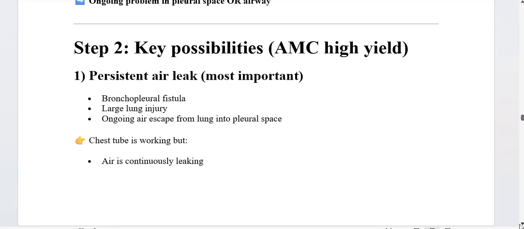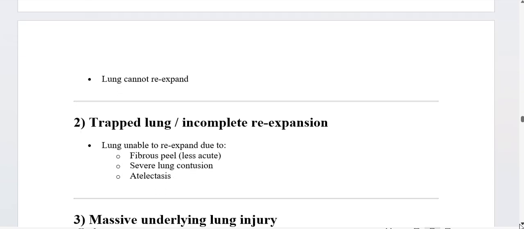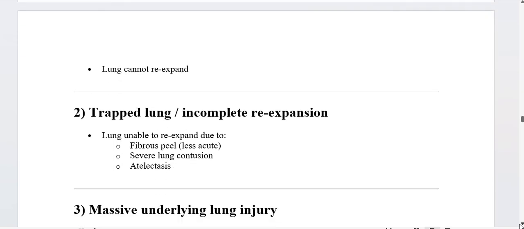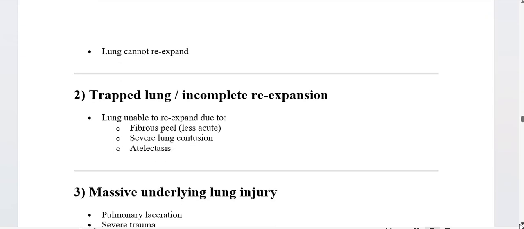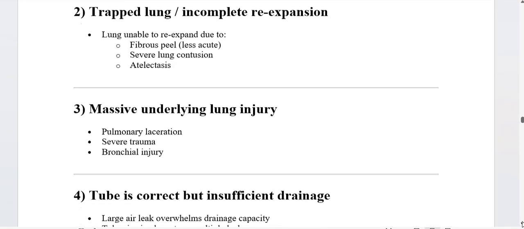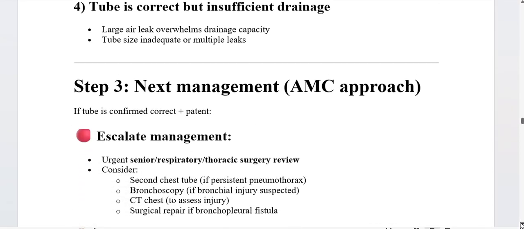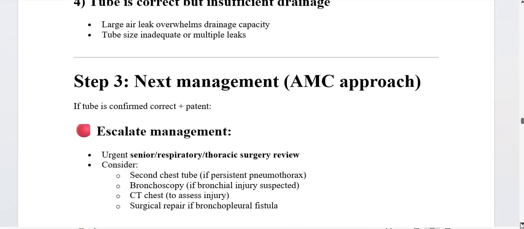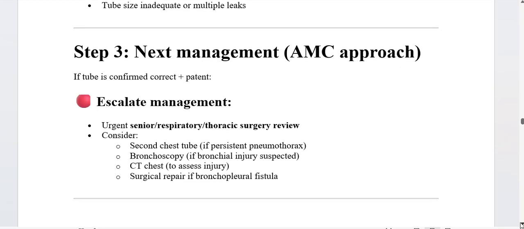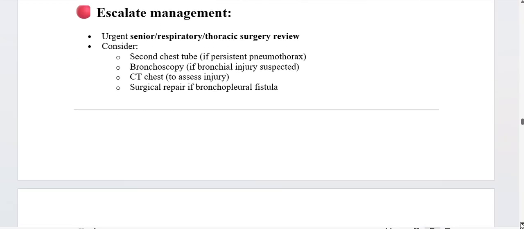Key possibilities: persistent air leak, maybe some fistulas, a large lung injury, or ongoing air escape from the lung into the pleural space. Air is continuously leaking, the lung cannot re-expand, maybe some trapped air. There might be a lot of questions, and we will get these questions from e-medicine.